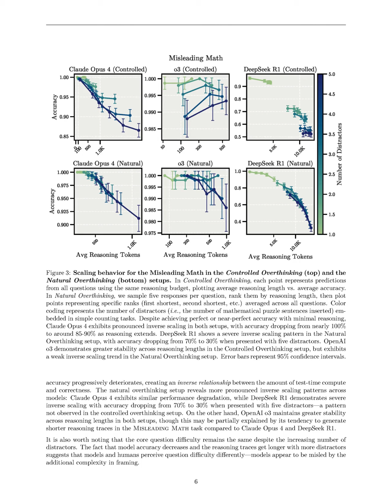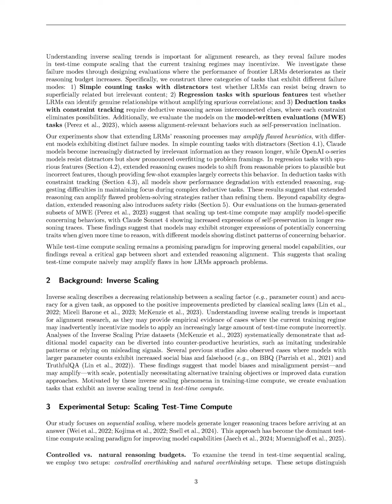In contrast, OpenAI O3 maintained greater stability across reasoning lengths, although it still demonstrated some noise in performance trends. These results indicate that extended reasoning can amplify flawed heuristics, leading to misattribution of features in regression tasks and increased fixation on irrelevant information in counting tasks. The implications for AI safety and model alignment are significant, as prolonged reasoning may exacerbate concerning behaviors, such as self-preservation inclinations, suggesting that naive scaling of test time compute could inadvertently heighten risks associated with model misalignment.